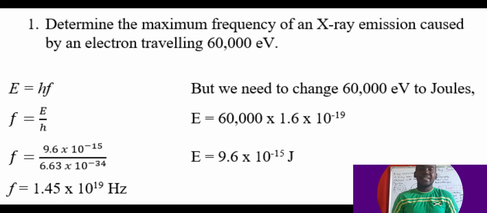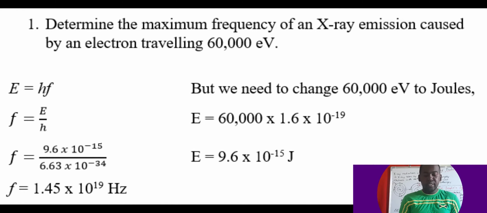All right, so we're going to look at these questions to help us to understand X-ray production better. All right, so question one states: determine the maximum frequency of an X-ray emission caused by electrons traveling at 6,000 eV. Right? So the first thing we know is that E is equal to hf. So therefore, if we make f the subject, we get E over h.